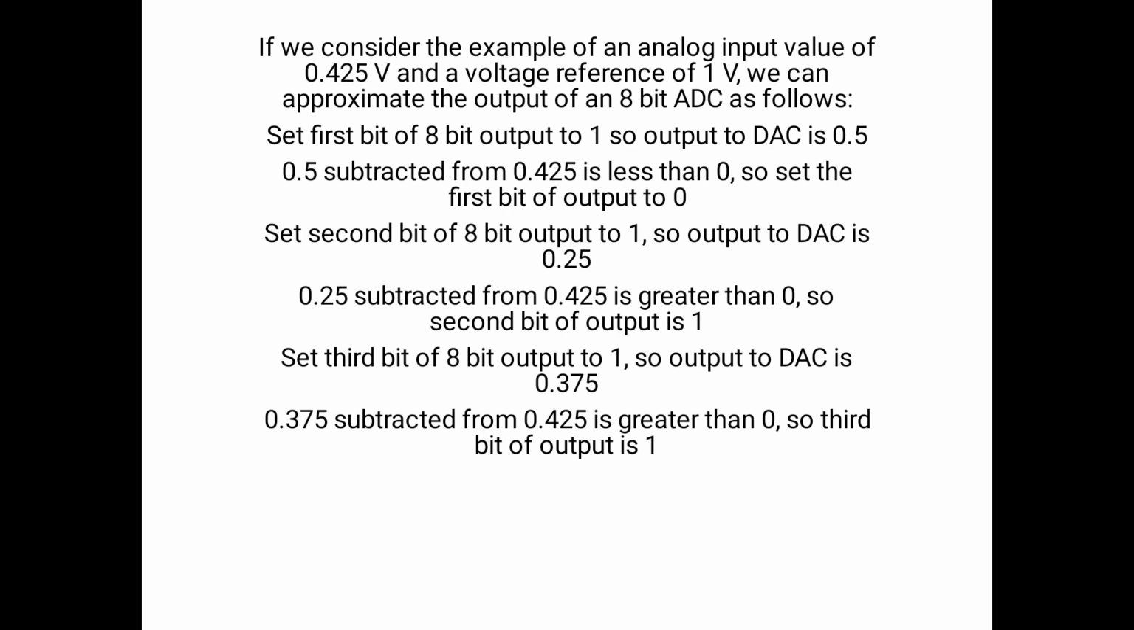Set second bit of 8-bit output to 1. So output to DAC is 0.25. 0.25 subtracted from 0.425 is greater than 0. So second bit of output is 1. Set third bit of 8-bit output to 1. So output of DAC is 0.375. 0.375 subtracted from 0.425 is greater than 0. So third bit of output is 1.